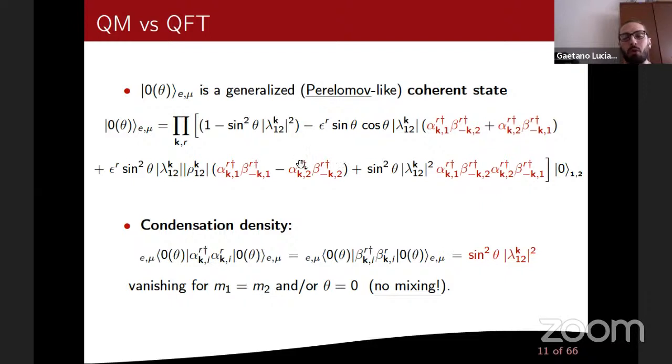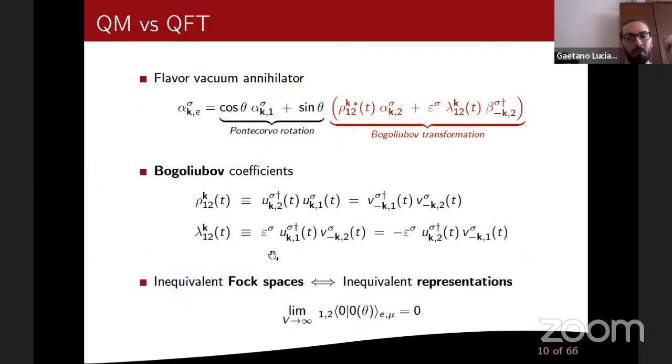We can also compute the density of mass particles in the flavor vacuum. This calculation is quite straightforward. If we compute this condensation density, we can see that it is non-vanishing, and it is proportional to the sine squared of the mixing angle and also to this Bogoliubov coefficient, which I propose again, is given by this expression.